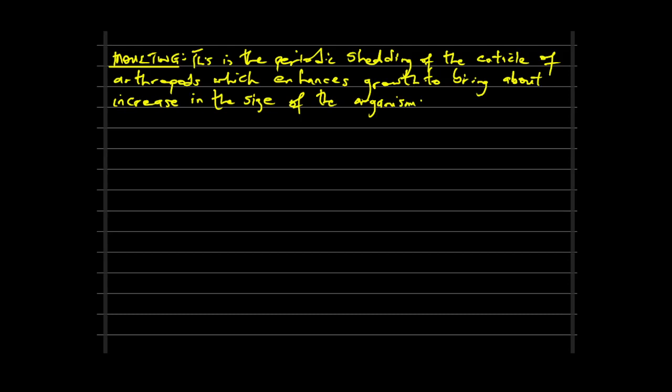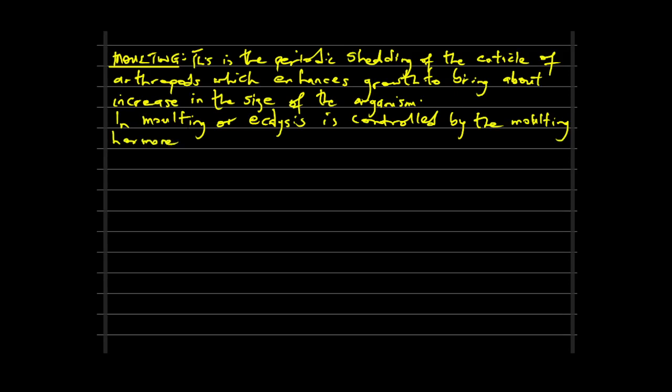In molting, or ecdysis, which is another name for this process, the process is controlled by the molting hormone called ecdysone.